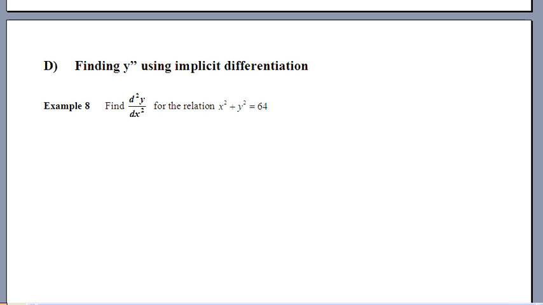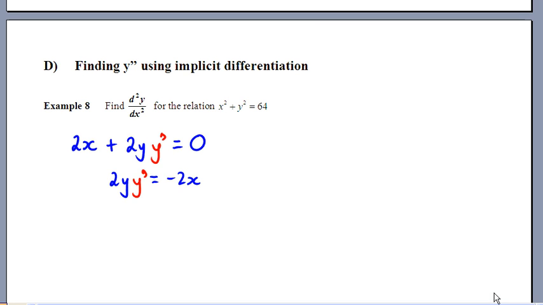I'm going to do it implicitly. And working with this relationship here, I'm going to have 2x plus 2y times y prime, the first derivative, is equal to 0. Okay, so far so good. It looks like 2y times y prime is equal to negative 2x. Remember, we want that red thing. It's what we're trying to get to.